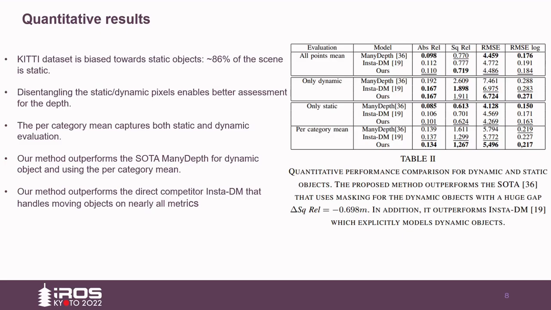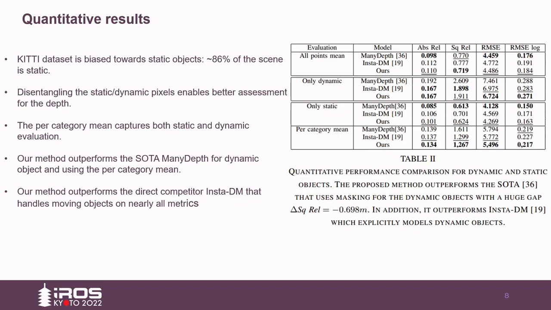We have analyzed further the results and we found that more than 86% of the evaluation set points are static. This shows that the current evaluation is biased towards static objects. Masking moving object methods have the advantage in this dataset as they exploit well this bias by training only on static objects. And therefore, we propose to disentangle static and dynamic points during evaluation for better assessment of the depth. The per category mean catches better the performance on both static and dynamic objects.